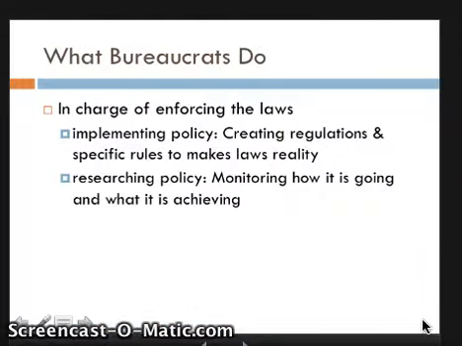Bureaucrats are the people who work for the bureaucracy, and they're in charge of enforcing the laws. This is what we call implementing policy. They create the regulations and specific rules that make the laws a reality on the ground. They're also in charge of researching the policy and monitoring how it is going and what it is achieving, to report back to Congress to see if there's any changes that need to be made now or in the future.